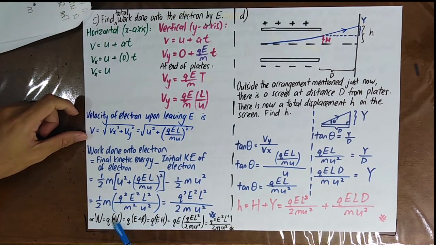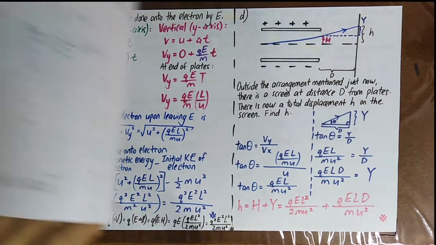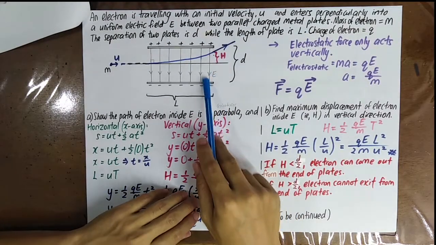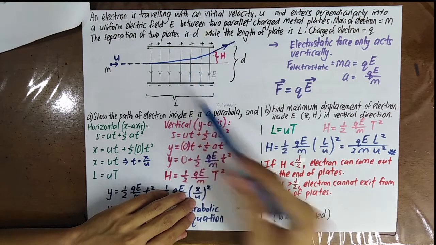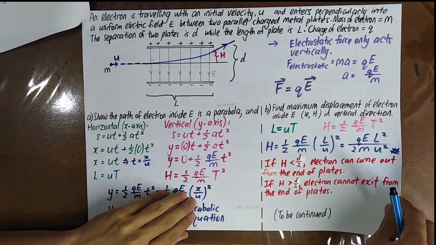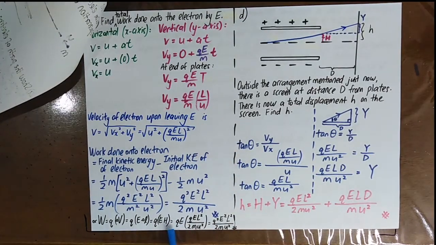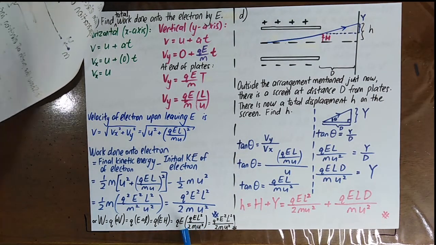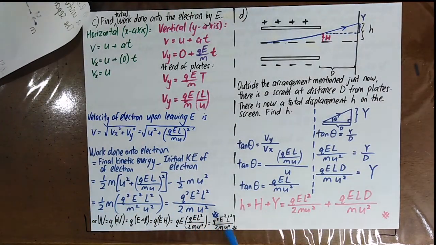So q delta v equal to qE times delta L, and for delta L, you have to remember that delta L is the displacement of the electron in the direction of the electric field. Okay, so delta L equal to what? Equal to capital H. Delta L equal to capital H, then you substitute what is H. H is this one. You substitute inside, then you can still get the same answer.